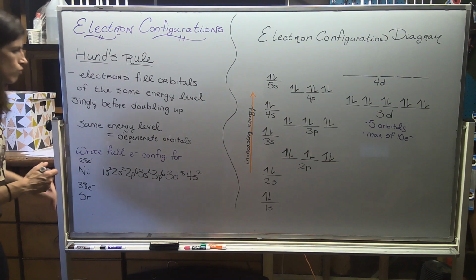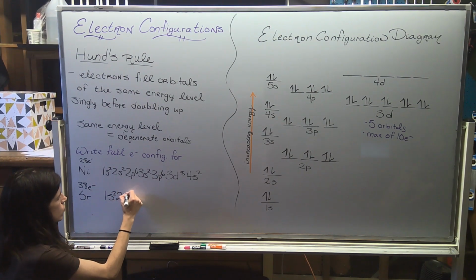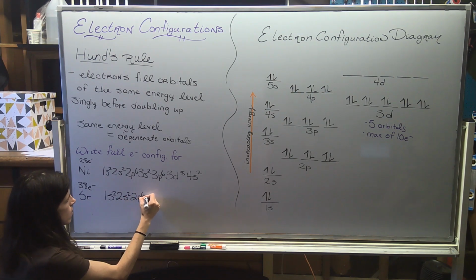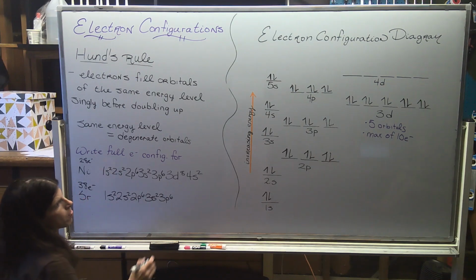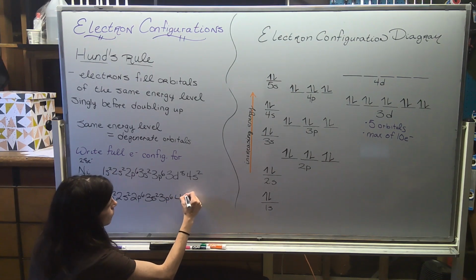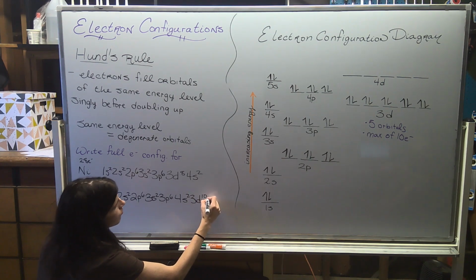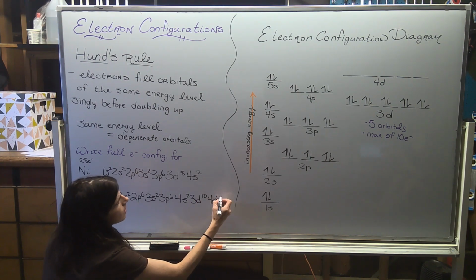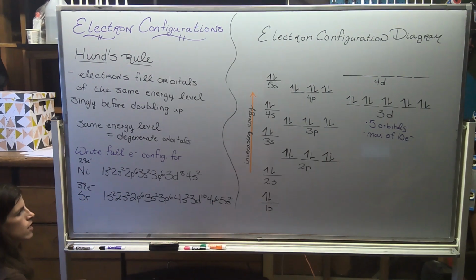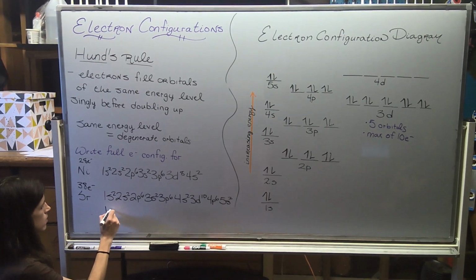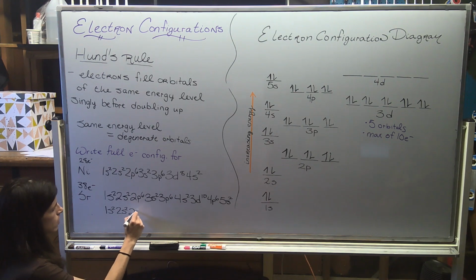All right, again, let's write this out. So 1s2, 2s2, 2p6, 3s2, 3p6, 4s2, 3d10, 4p6, and 5s2. And it may be presented where all the same shell is together.